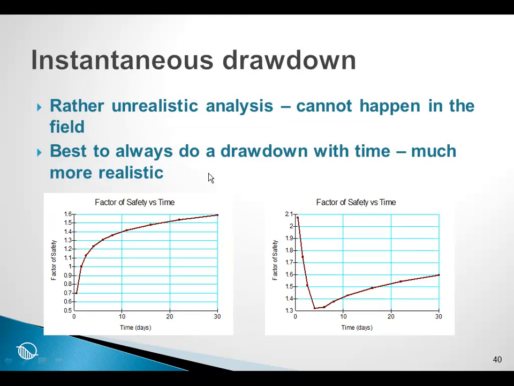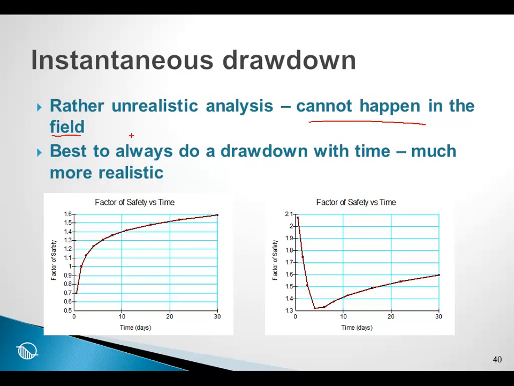Very briefly, the instantaneous drawdown. While we can do an instantaneous drawdown, the results are rather unrealistic. This cannot happen in the field. It is impossible to remove the reservoir instantaneously, although this assumption is often made. But the results between drawing the reservoir down very fast over 5 days and taking the reservoir away supposedly instantaneously are quite different.